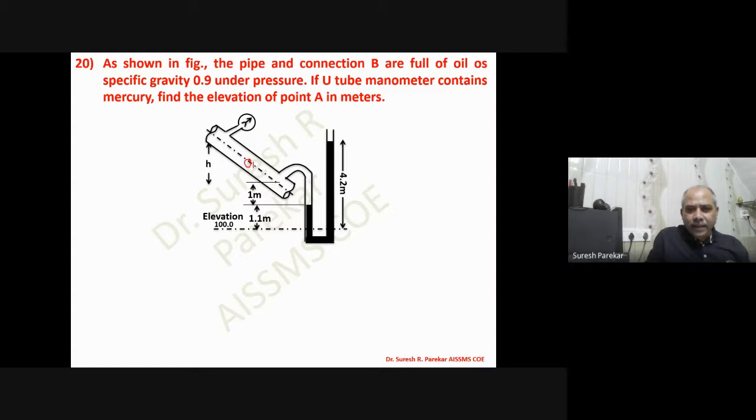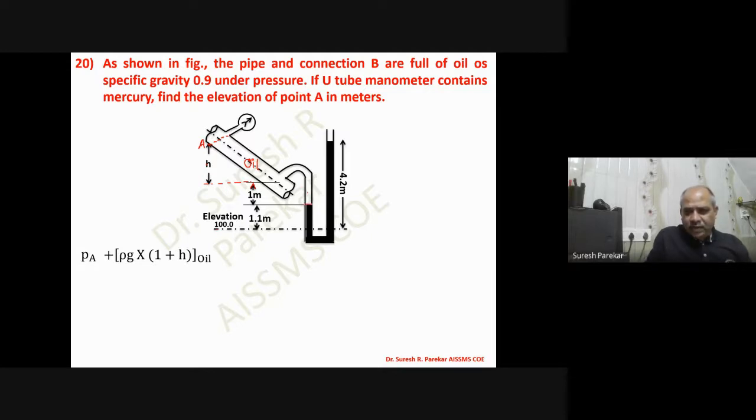In this we have oil, and we are interested in finding the elevation of this point A. We have 100 over here, and above this we have to find out. Again we have to start from A, then come downward. We have to consider vertical height always. So we have first PA, then we go down H plus 1 meter. This is of oil, so we have plus rho G into (1 plus H) of oil.